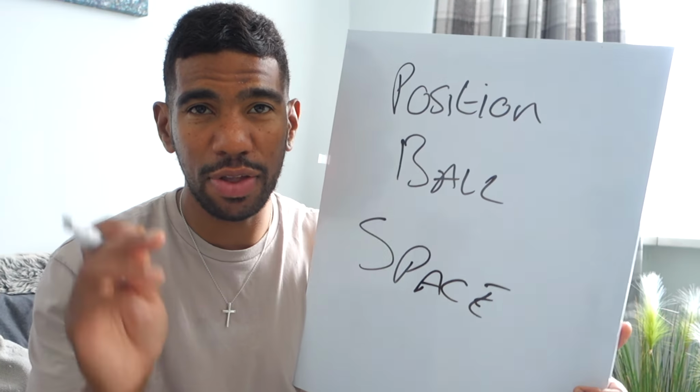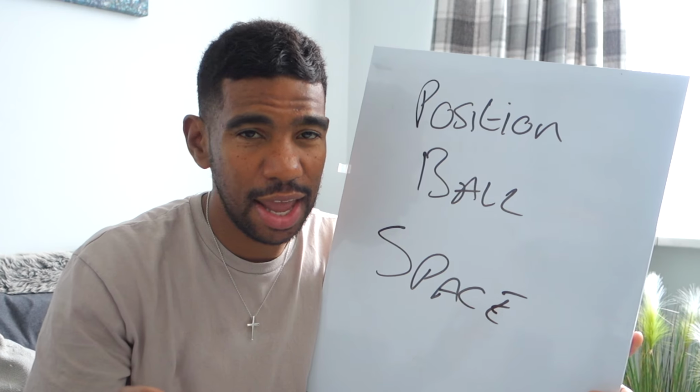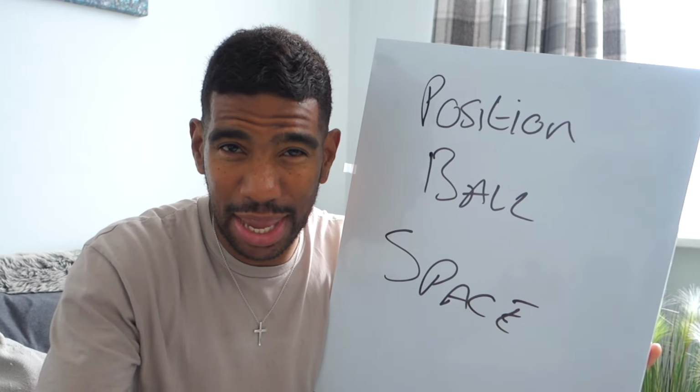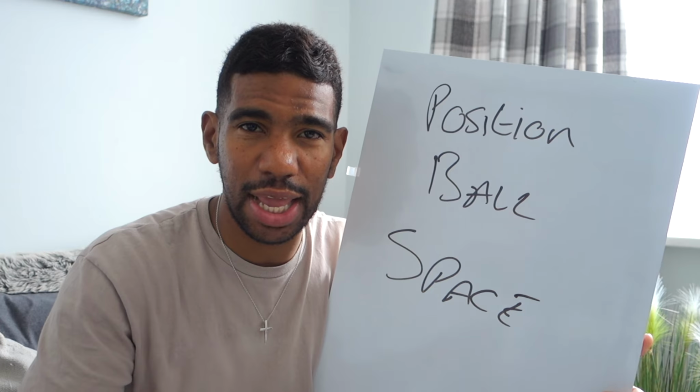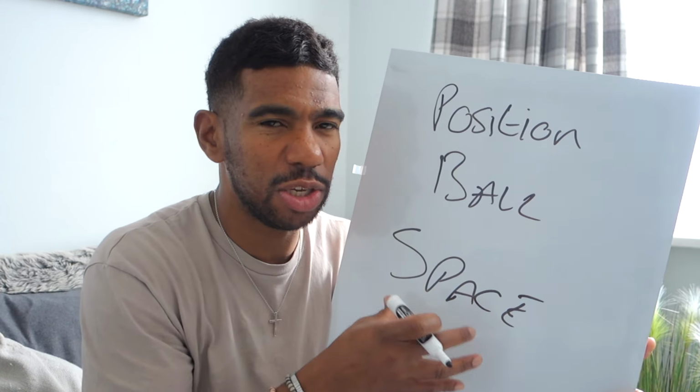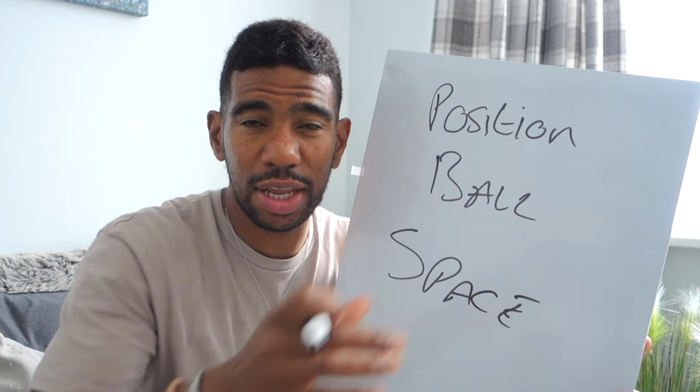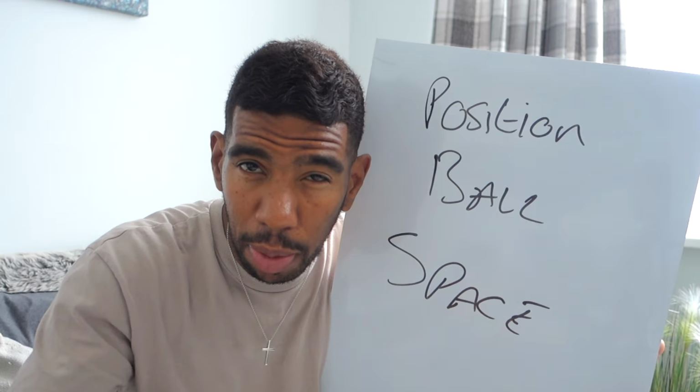And for me, if you can tell your players those three things there, that will definitely help them in their decision making and how they can affect the game on and off the ball. When you're off the ball, is it a case of you can see the space in between where the ball and your position is? Can you fill that space to support a player?